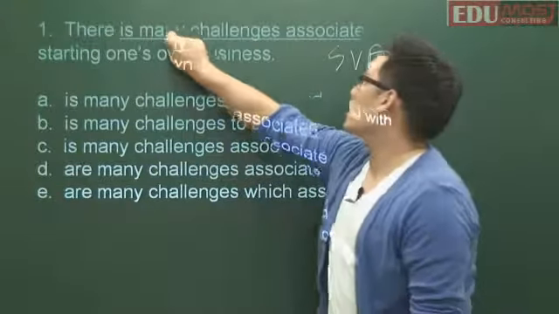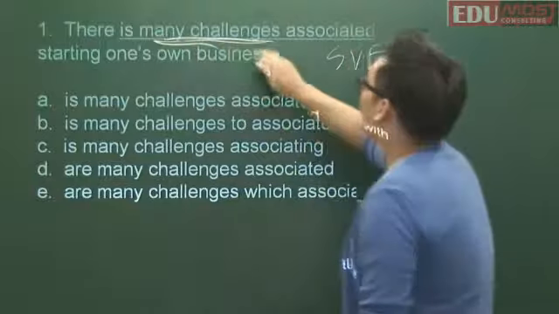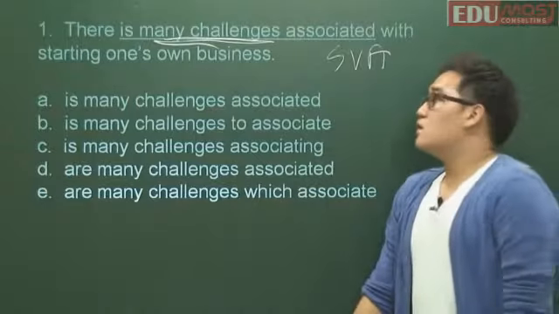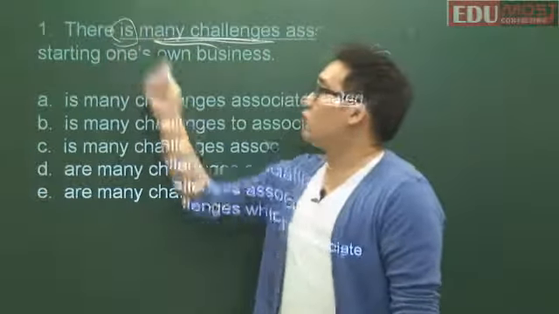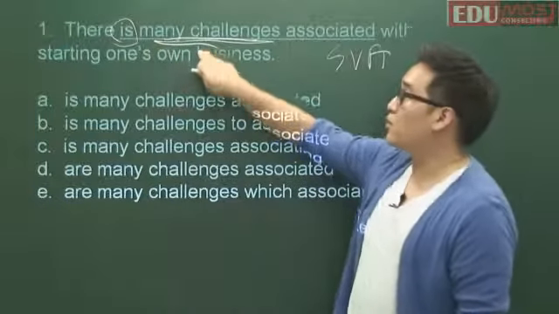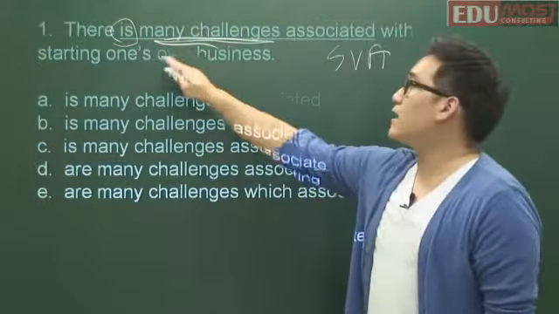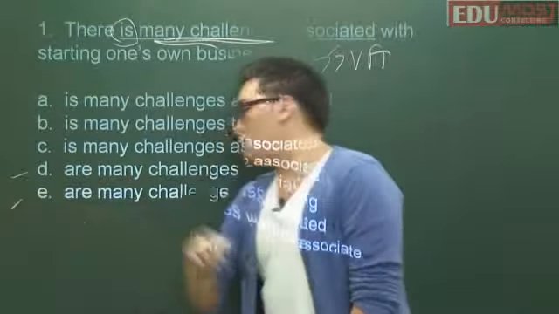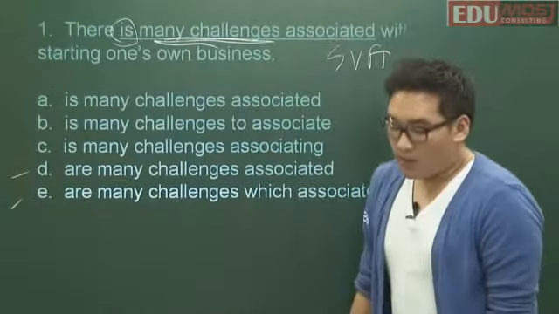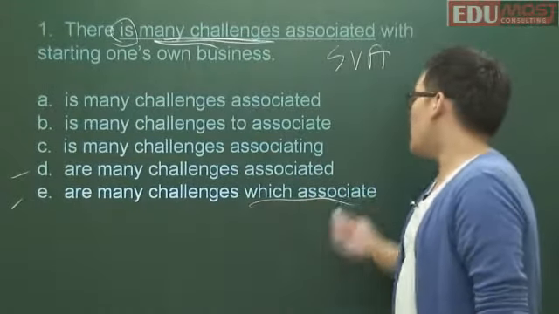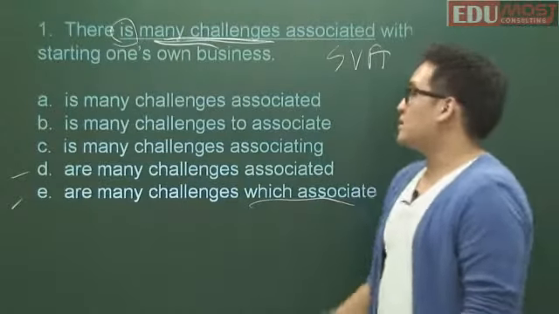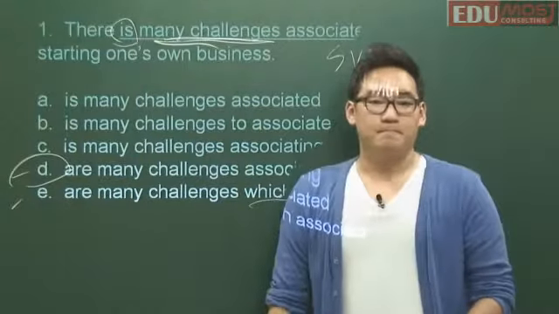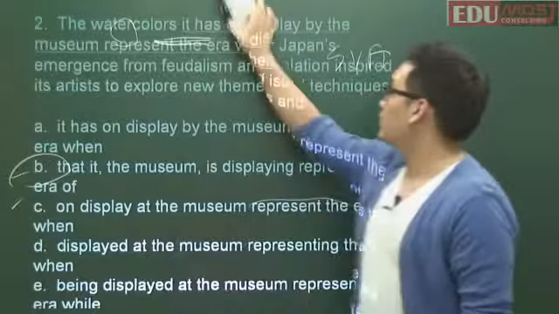The subject here is actually many challenges. The many challenges associated with starting one's own business is what makes it challenging. So can we have a singular verb here? Is it possible to have a singular verb with a plural noun? Absolutely not. We need to make this into a plural verb. So it should be either D or E. You should automatically be able to see that. However, E has this "which associate," which we don't need. It should be just D: Are many challenges associated with starting one's own business? Good. Let's move on to question number 2.